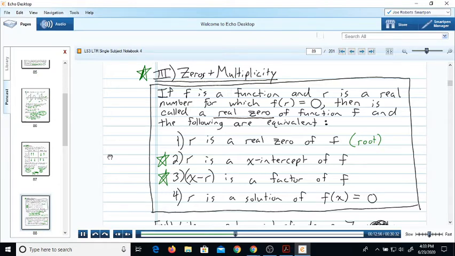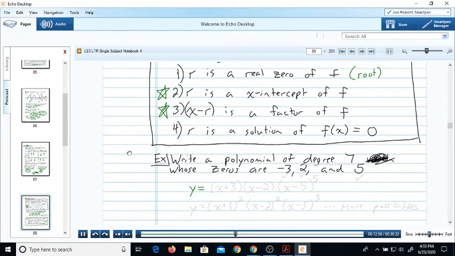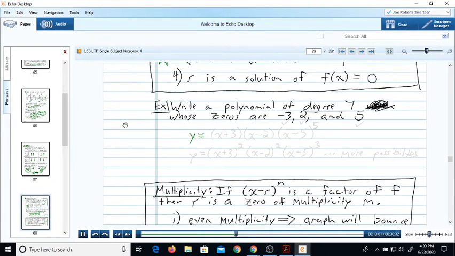So write a polynomial of degree 7 whose zeros are negative 3, 2, and 5. So in order to have a 0 of negative 3, I have to have a factor of x plus 3. That way when I set x to negative 3, you get 0. If I want a 0 of 2, I need a factor of x minus 2. That way when I plug in 2, I get 2 minus 2, which is 0. So you can see why these are called real zeros of the polynomial. If I want a 0 of 5, I need to have a factor of x minus 5.